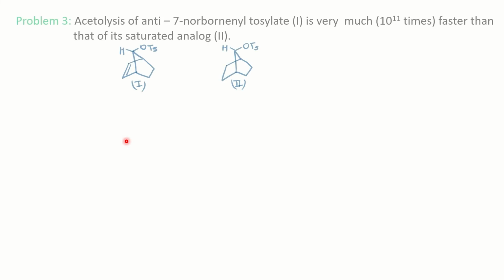I hope you understood this. Now, another problem where you have acetolysis of anti-7 norbornenyl tosylate. This structure is about 10 to the power 11 times faster than its saturated analog. So whenever they give you a clue about the rate of reaction being 1000 times higher, 350 times higher, 10 to the power 11 times higher, it means NGP is involved here, because such a huge rate of reaction you will get only by NGP.